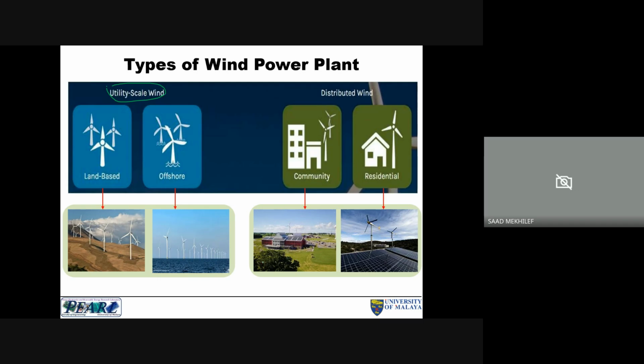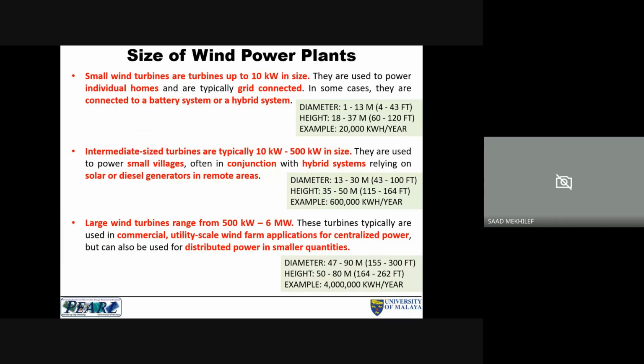Or like here, you can see this small community. We have solar on the rooftops of these buildings, and then we have the wind turbines. So this is a community-level or residential-level microgrid. It works quite well with this. And then the sizes.